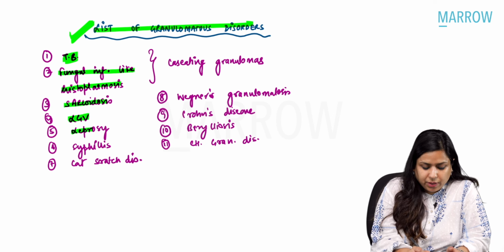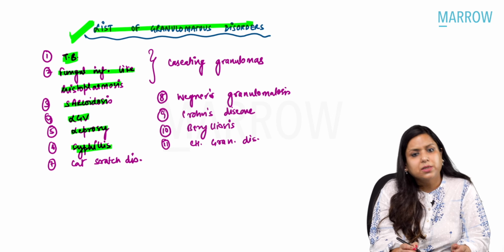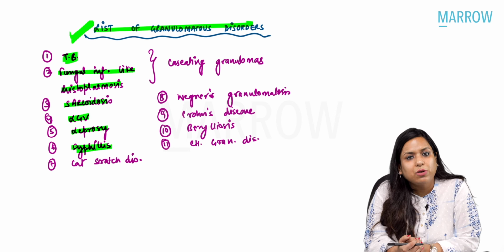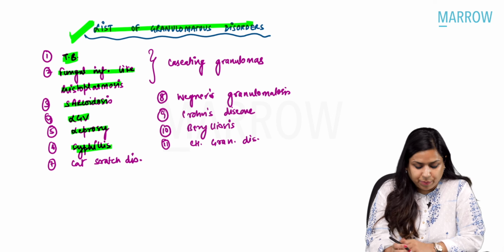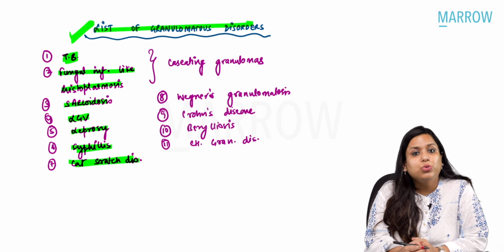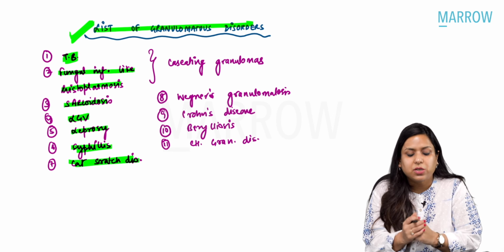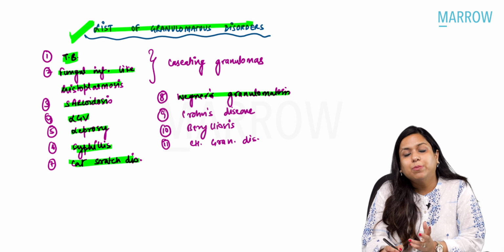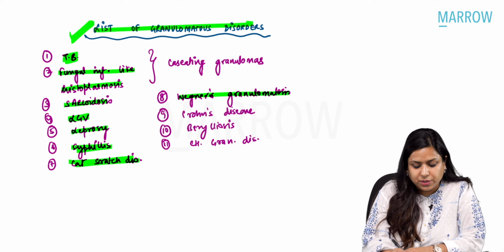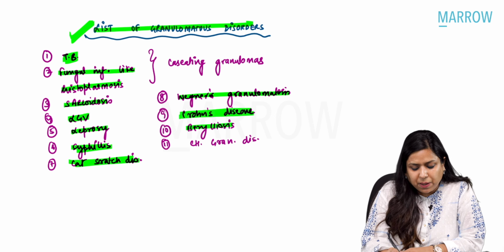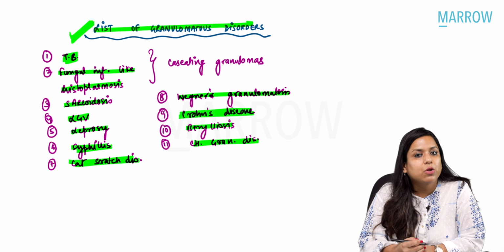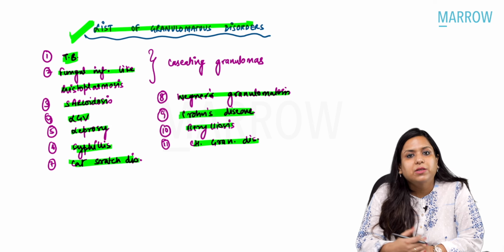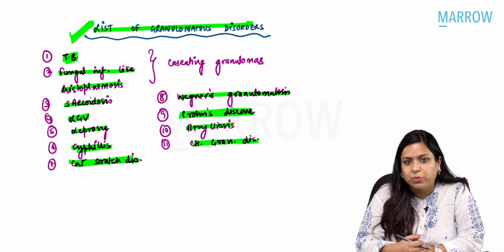Lymphogranuloma venereum, leprosy, syphilis. What stage of syphilis shows granuloma? Tertiary syphilis, or gumma. Cat scratch disease usually shows a stellate or a star-shaped granuloma. Wegener's granulomatosis is one type of vasculitis which shows granulomas. Crohn's disease, berylliosis, and chronic granulomatous disease, right? These are some other conditions which will show granuloma formation.